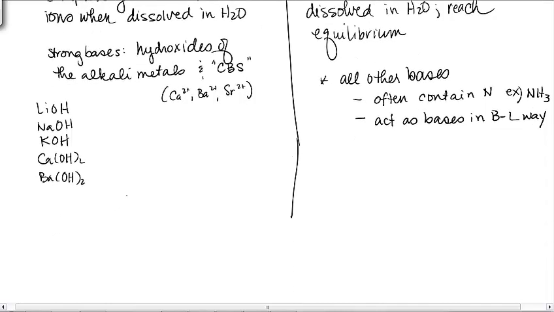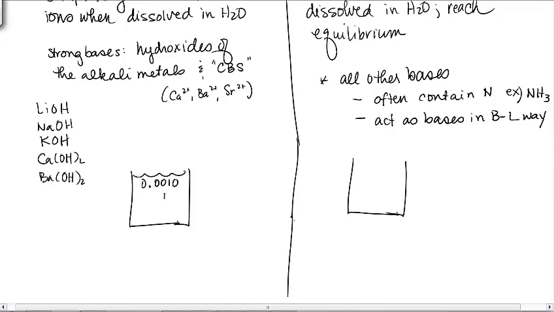So what we're going to do is take 2 solutions of the same concentration, 0.0010 molar sodium hydroxide, that's a good strong base, and we're going to compare it to the same exact concentration of a weak base like ammonia. And we're going to try to figure out what the pH is for each one. But ammonia reaches equilibrium, so we need a Kb.